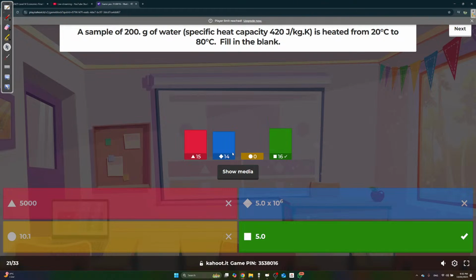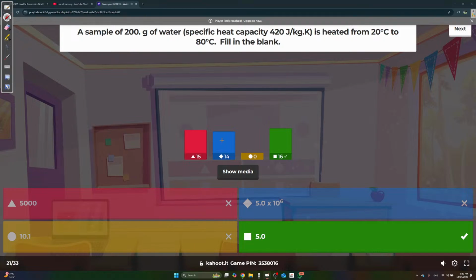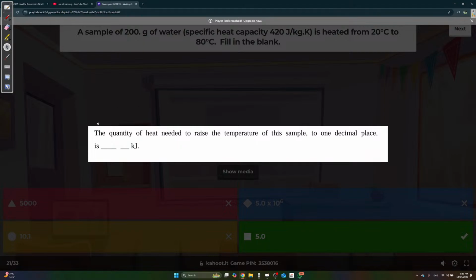No. Okay, so let's see here. This is the first question where people have evenly distributed their answers. So obviously it's not going to be 10.1. The quantity of heat needed to raise the temperature is how much? How do we find the quantity of heat? Q is equal to MC delta T, right? The mass here is 200 grams. Okay, so can we work in grams? No, we have to make it kilograms. So that is probably the mistake you got if you chose this answer.